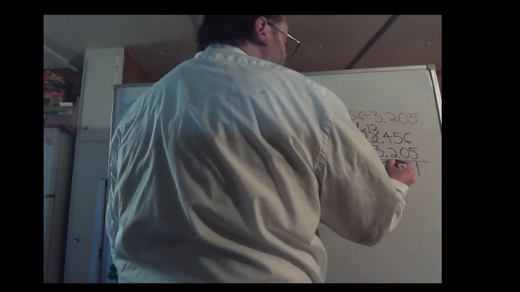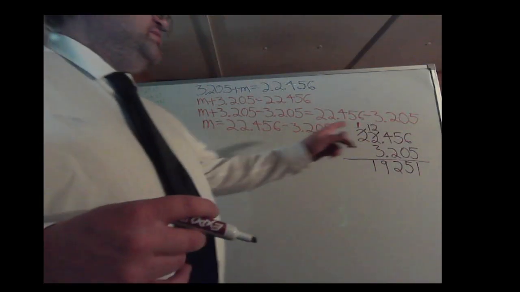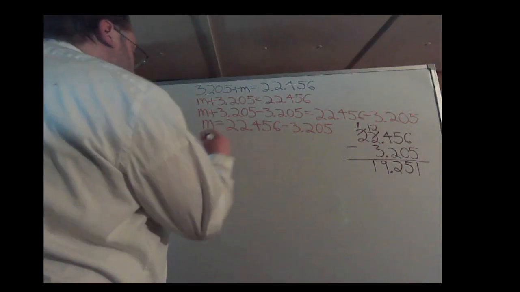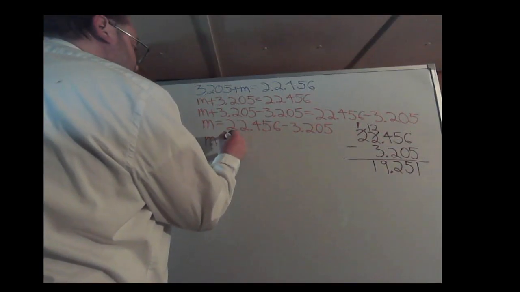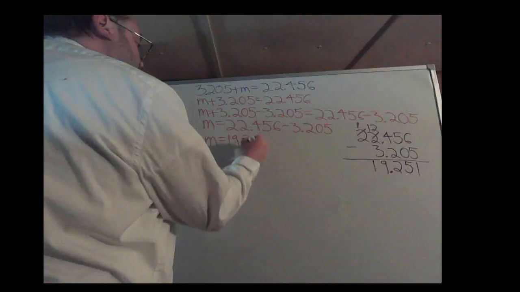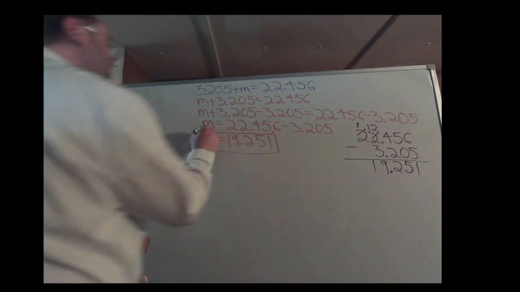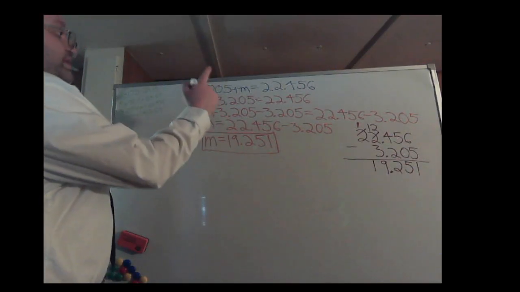2 minus 3 doesn't work. We got to turn that into a 12, which means we got to borrow 1 from the 2 that's next to it, turn that into a 1. 12 minus 3, that's 9. 1 minus 0, that's 1. So now, since both terms of your equation had three decimal places, your answer must also, which would give you 19.251. So your answer for what m equals, m is going to be equal to 19.251.